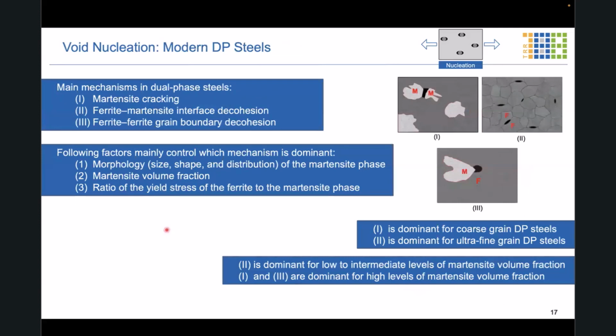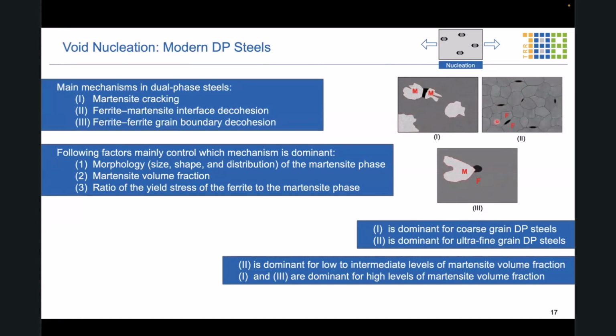Let's have a closer look at the modern DP steels. The main mechanisms in these dual phase steels are the martensite cracking, which is the number one, the ferrite martensite interface decohesion, which is obviously highlighted as number 3 over here, so there's a mistake on this slide for which I have to apologize, or the ferrite grain boundary decohesion like given in this example.